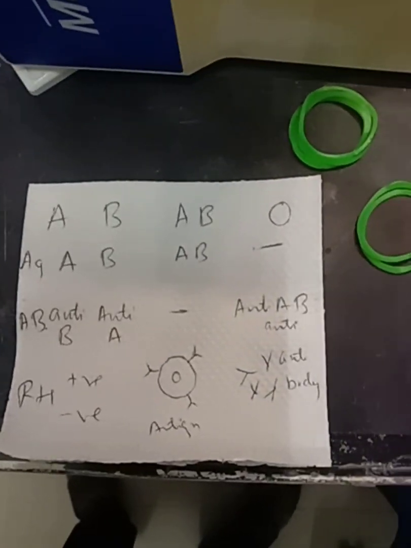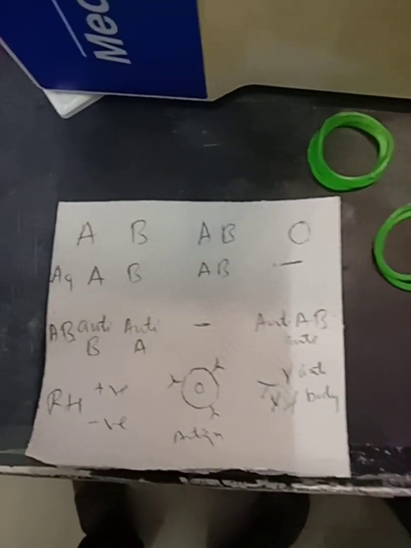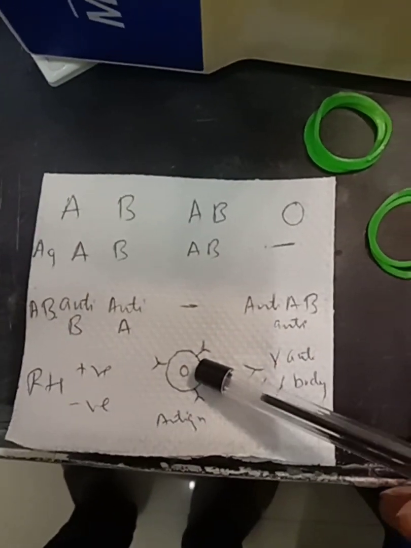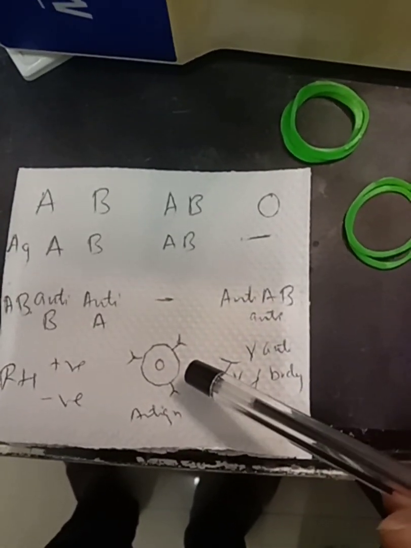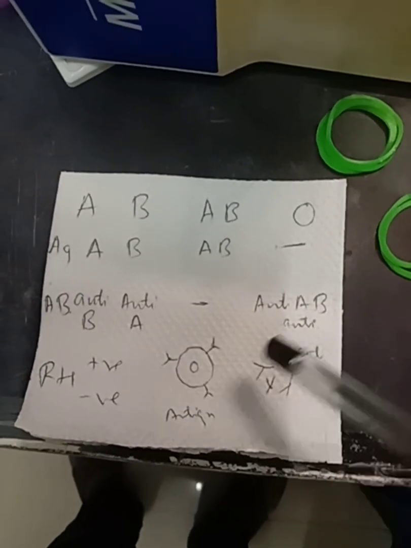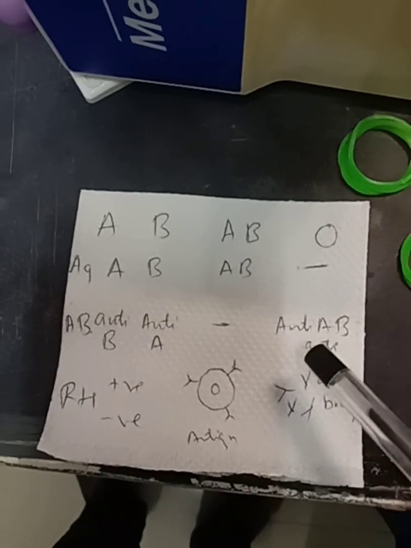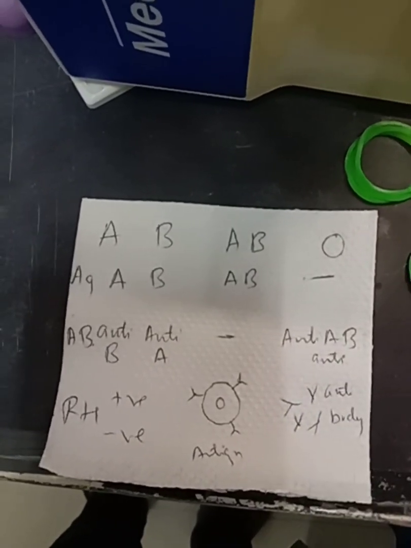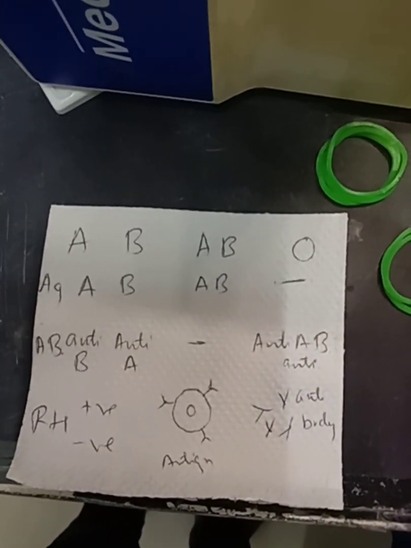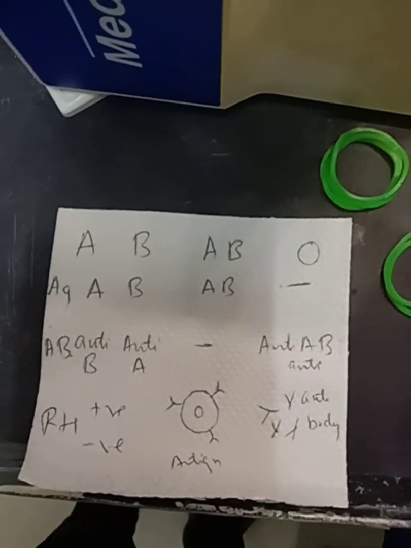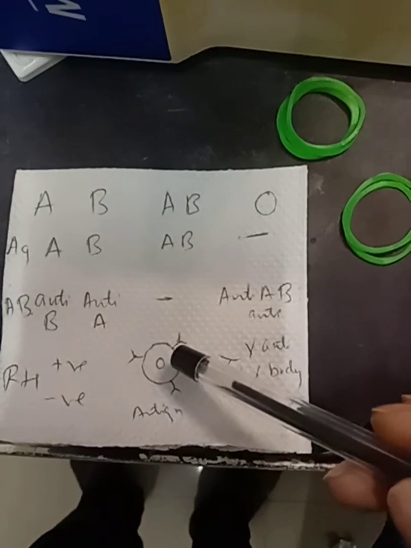Today I am going to tell you about blood group testing. This is RBC, red blood cells. This is about the ABO system of blood group typing. There are various other types of blood group typing, such as the ABO and Rh system.